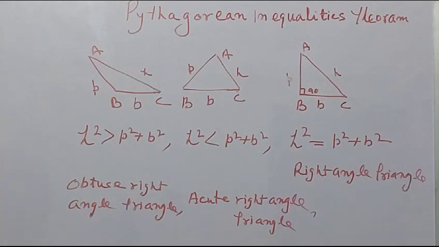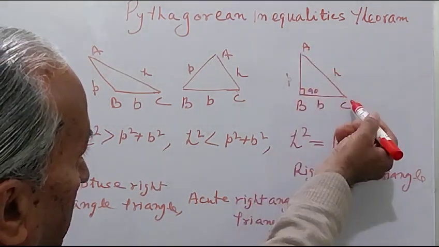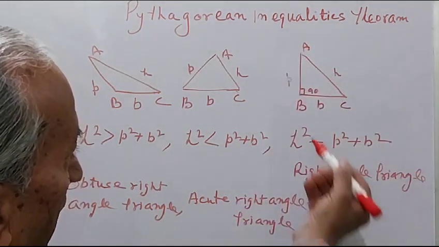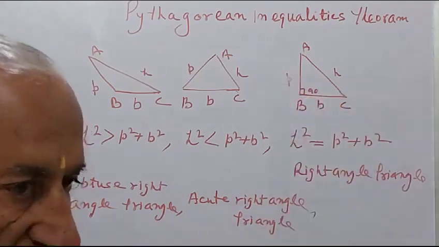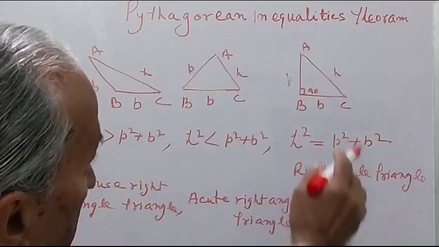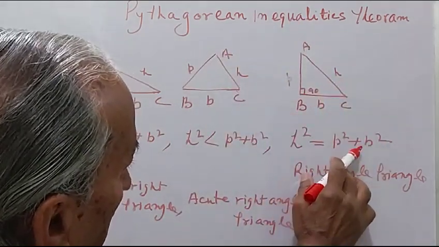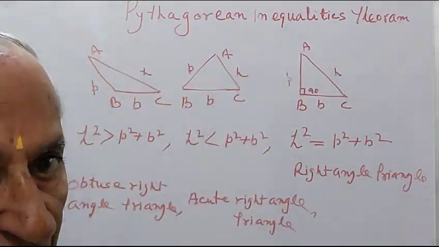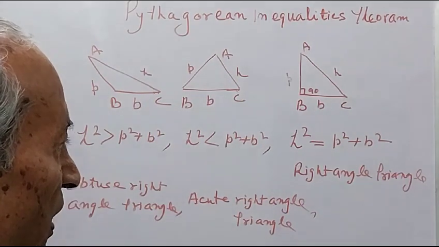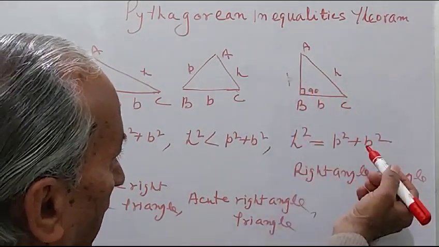You see, the Pythagorean theorem applies to a right angle triangle, where the longest side is the hypotenuse and the other two sides are the perpendicular and the base. Now the Pythagorean theorem states that the hypotenuse square is equal to p square plus b square. That is the actual Pythagorean theorem, where the hypotenuse square is equal to the sum of the squares of the perpendicular and the base.